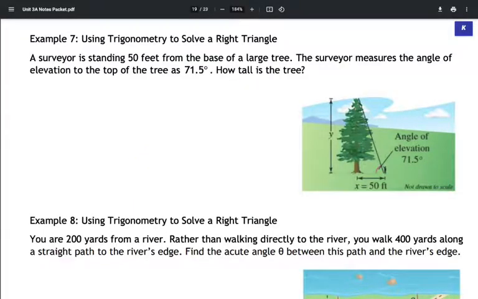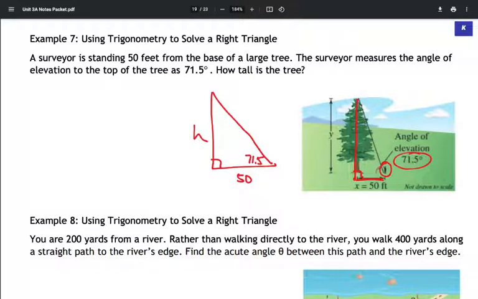Okay, on this picture, we've got a surveyor standing right here, and he's looking up at the top of a tree. He's 50 feet away. He's using like a clinometer or something to see what the angle is to the top of the tree. So his angle of elevation is 71.5. So basically we have a picture that looks like this, where he's 50 feet away and he's looking up at 71.5. And we're trying to figure out the height of the tree.